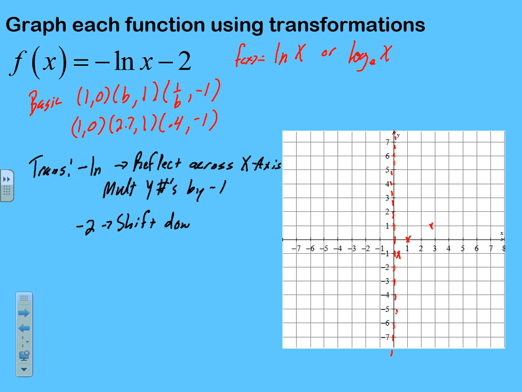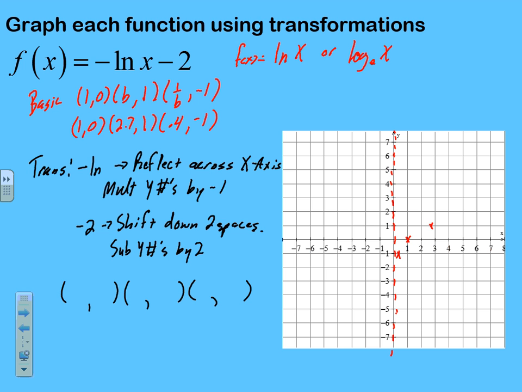shift down 2 spaces, which, again, vertical movement affects the y numbers. So we would say subtract the y numbers by 2. So we're going to kind of do this the same way that we would do our order of operations. I'll do the multiplication first and then the subtraction second. So let's go ahead and get our points, and then we'll plot them and see how they worked out with the transformations on the graph.